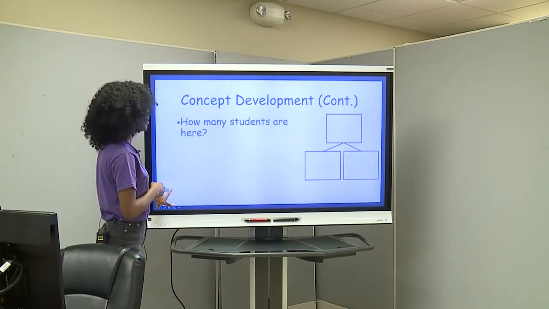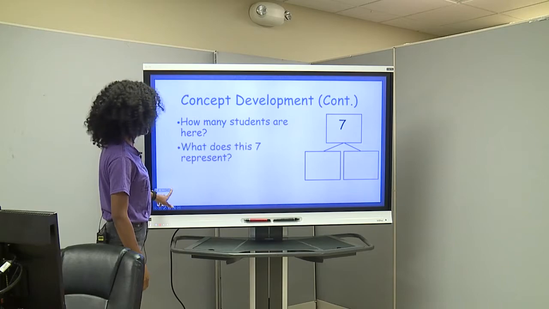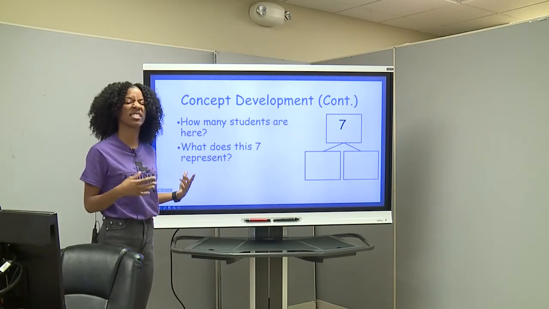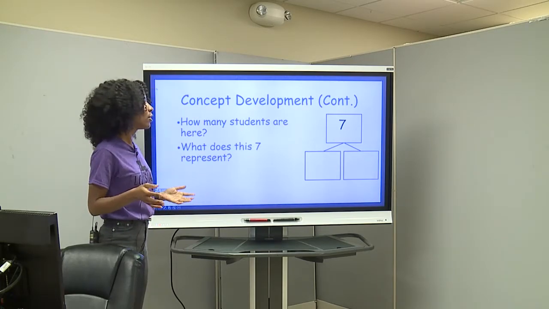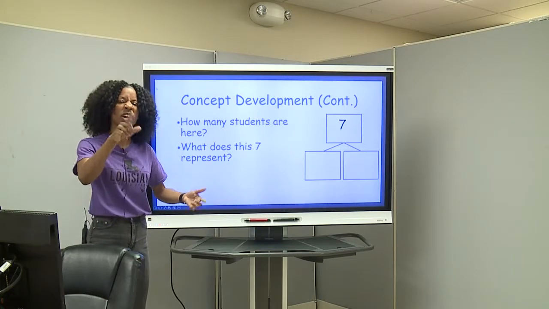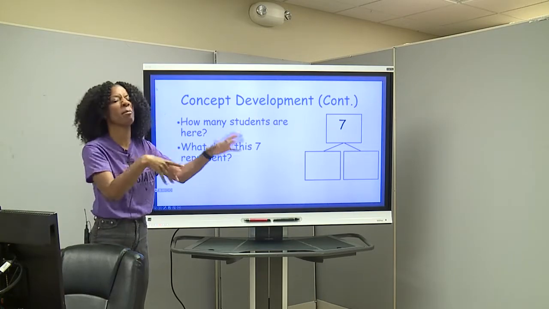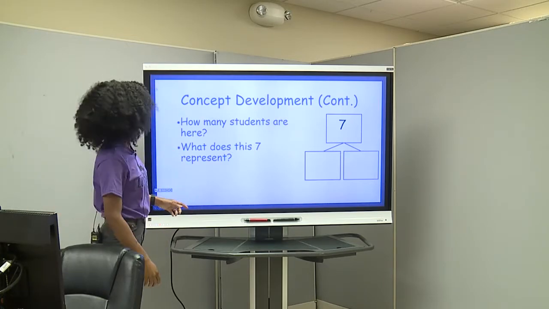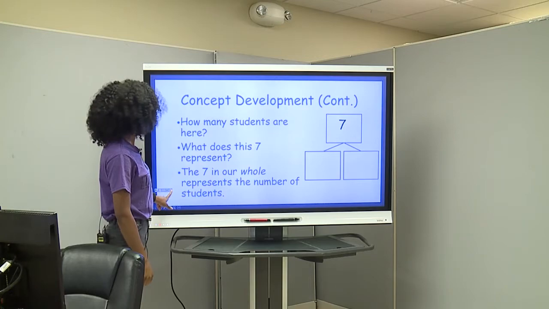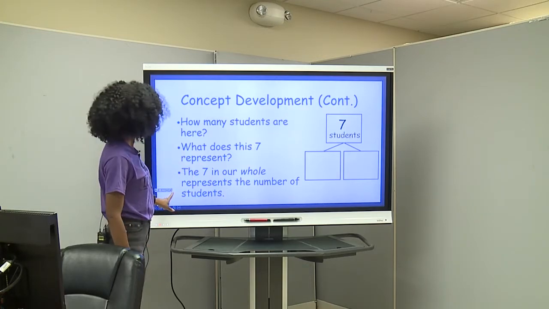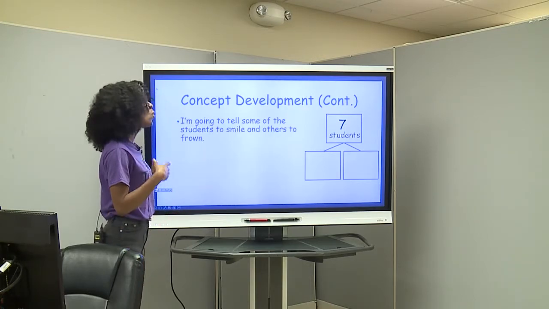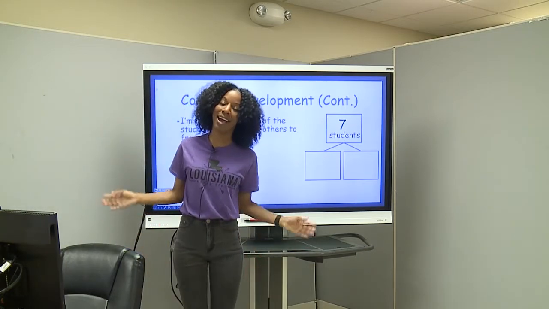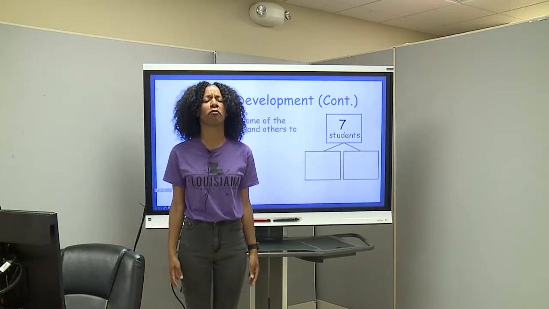Now, we're going to pull up some more students, okay? So let's say, for instance, we have the same 7 students, but this time, we're not going to talk about their hair. We're going to talk about something else that's different about them or something that might be the same about them. So we have our 7 total students, which is our whole. But this time, we're going to talk about how many students are smiling and how many students are frowning.